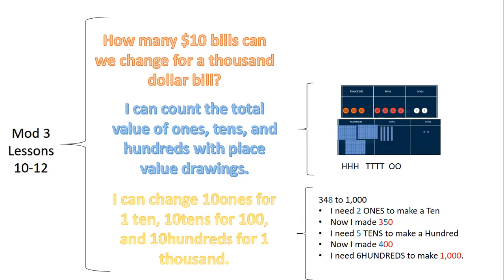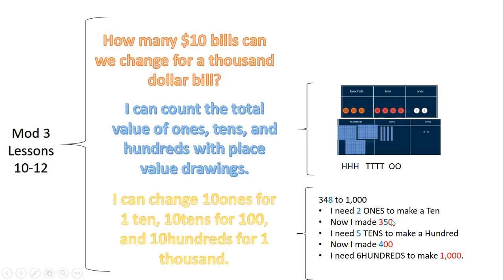And then I can change 10 ones for 1 ten, 10 tens for 1 hundred, and 10 hundreds for 1,000. Now, if we were counting up from 348 to 1,000, learners, you know that's not one of our friendly numbers. That's not one of our benchmark numbers because it doesn't end with a 0, does it? You would need 2 ones to make a 10. And if I gave you 2 ones, you would now have 350.